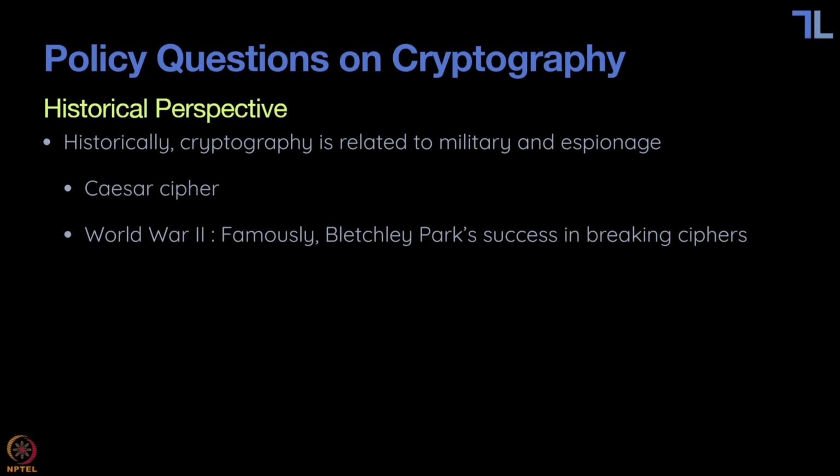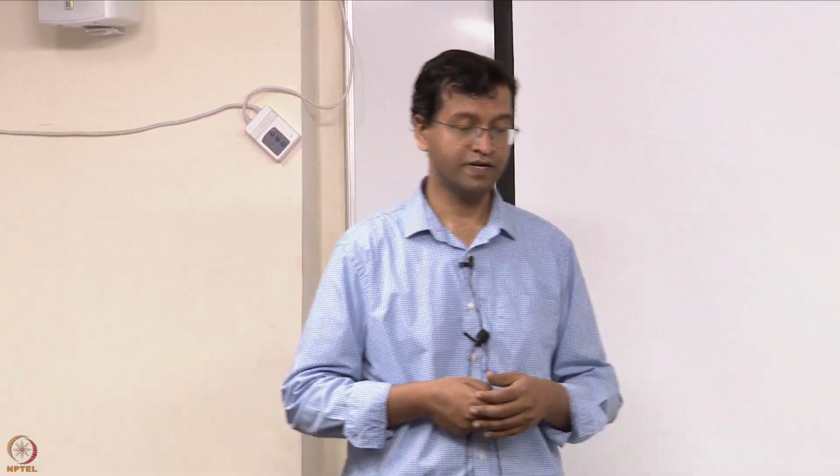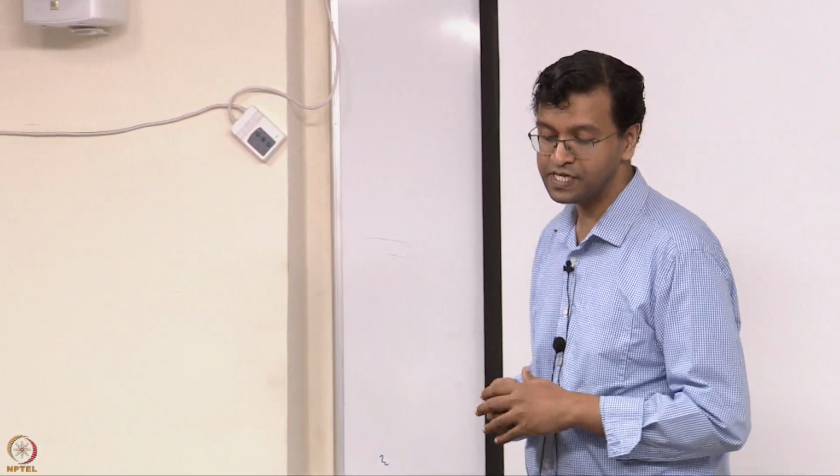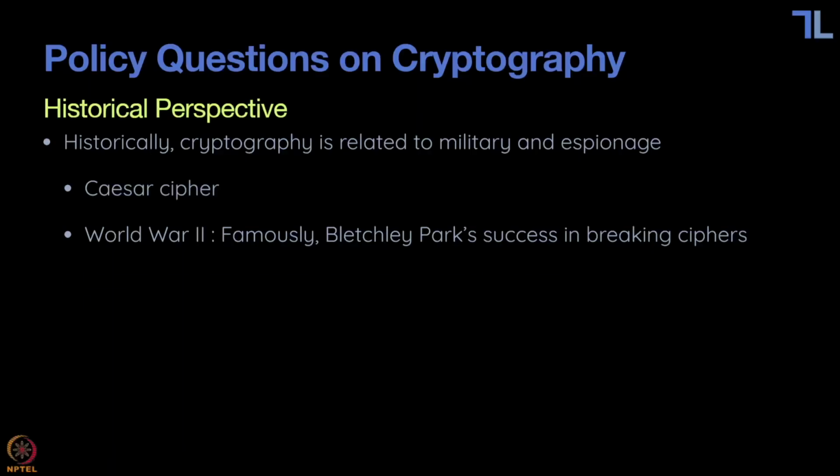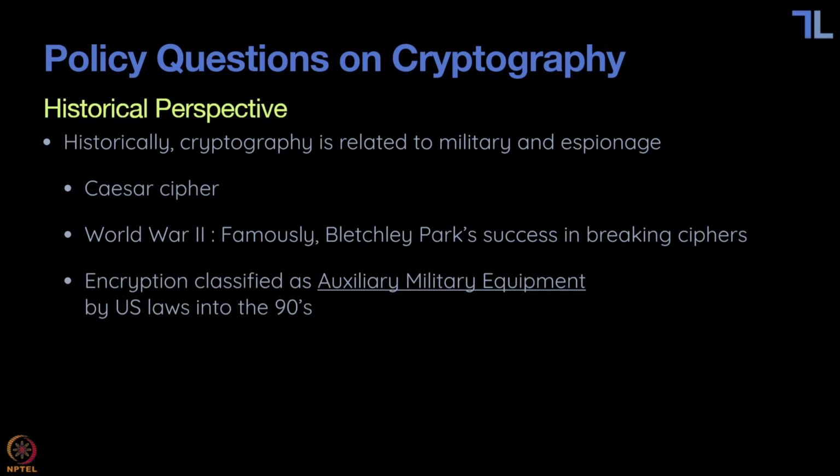In the Second World War, there is this famous center that was run by the British government called Bletchley Park, and that's where people like Turing actually worked on breaking ciphers. They collaborated with other people in Poland and so forth, but they had a lot of success in building big computers and breaking ciphers that were used by the Axis forces.